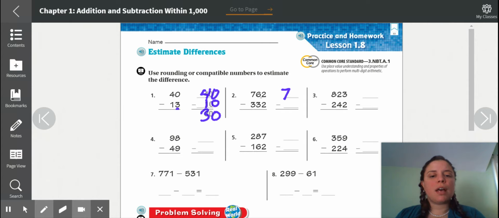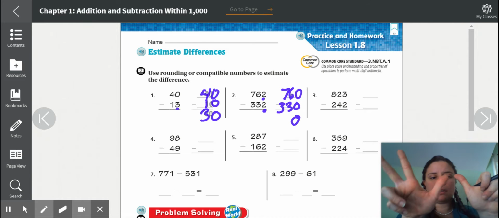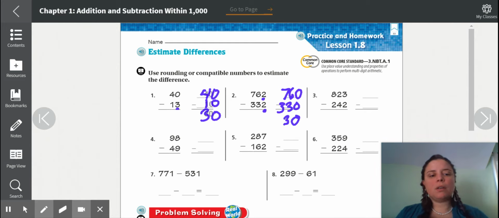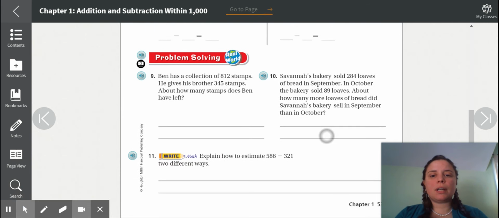So 762, that 2 means we're going to go down. So it'll be 760. 332 also has a 2, which means we are going to go down. So that'll be 330. And then remember, we're subtracting again. 0 minus 0, 0. 6 minus 3 is 3. 7 minus 3 is 4. So our answer is 430. Now you are just estimating, you are not figuring out the answers for all of these.